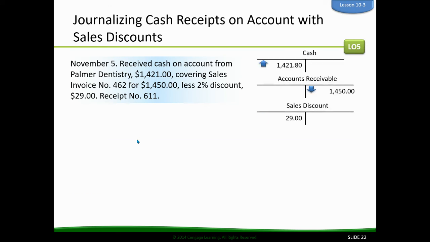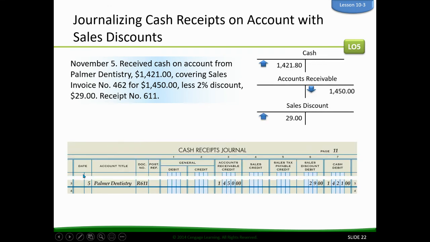So here it is. We have the 5th. Our customer received cash on account, again, so that tells you accounts receivable. Palmer Dentistry, $1,421, covering sales invoice $462. Remember, that's extra information. It just tells you the original invoice number. The original amount was $14.50.